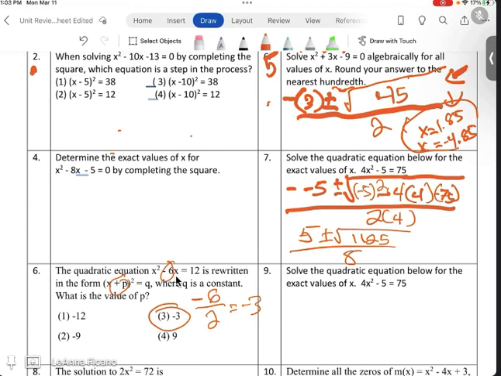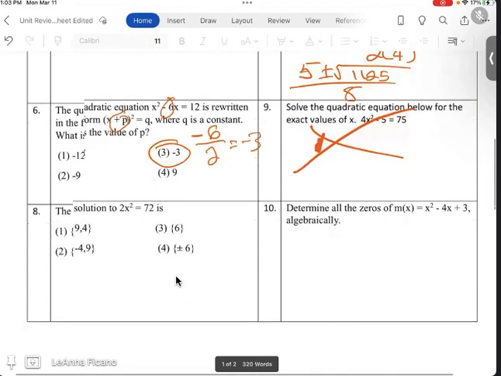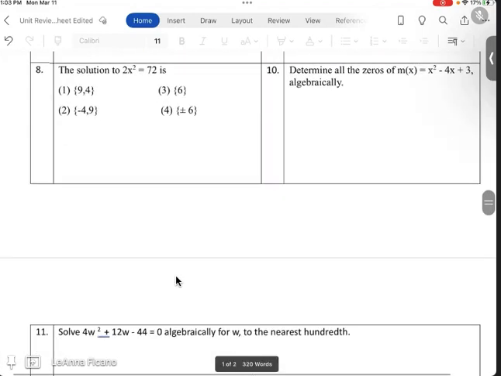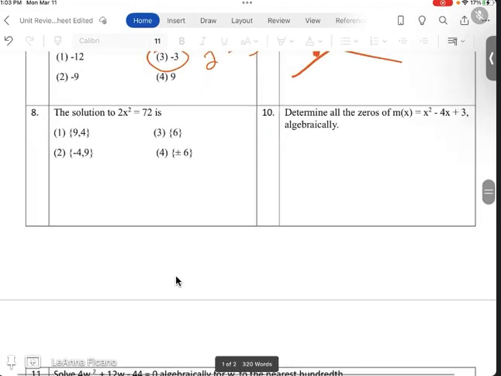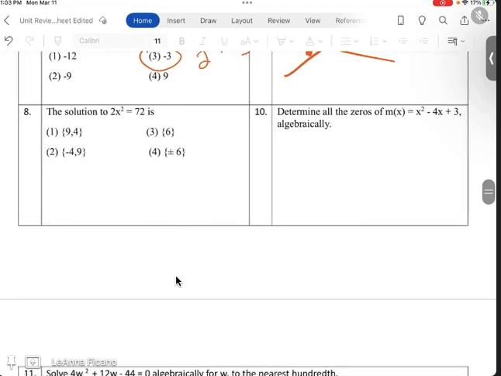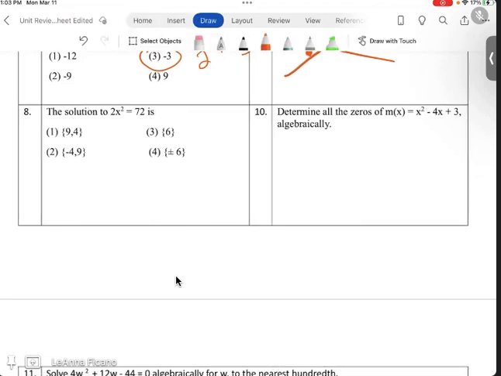Our next question is the same. So number 9 and number 7, this one is the same. So I'm going to just move on. Okay, and let's take a look at, okay, number 8. All right, I know the numbers are all over the place, but as long as you're following the video and you see which one we're doing, this one right now, the solution to 2x squared equals 72.